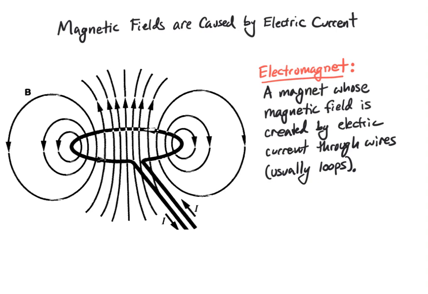Another example of where electromagnets are used, they're really used everywhere. They're used in your earphones. They're used all over the place.